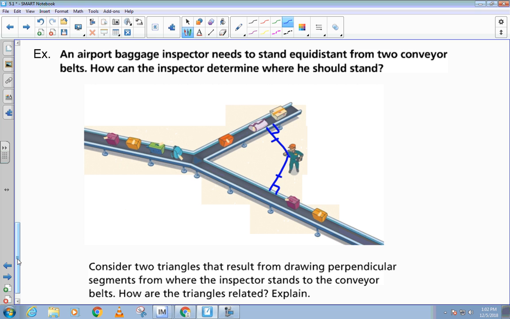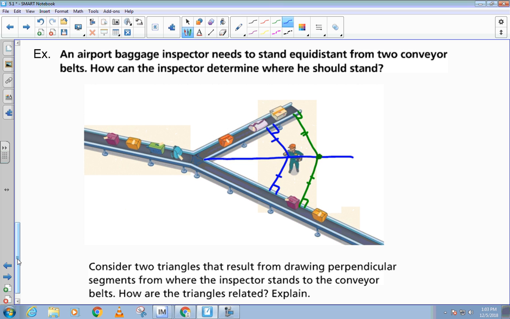Okay, if we were to draw the angle bisector, then he can stand anywhere along there, and at any point he would be equidistant to the two sides of the belt. So let's say he wanted to stand here. Okay, well he still is going to be equidistant to the two belts. Anywhere along that line, he's going to be equidistant to the two belts.